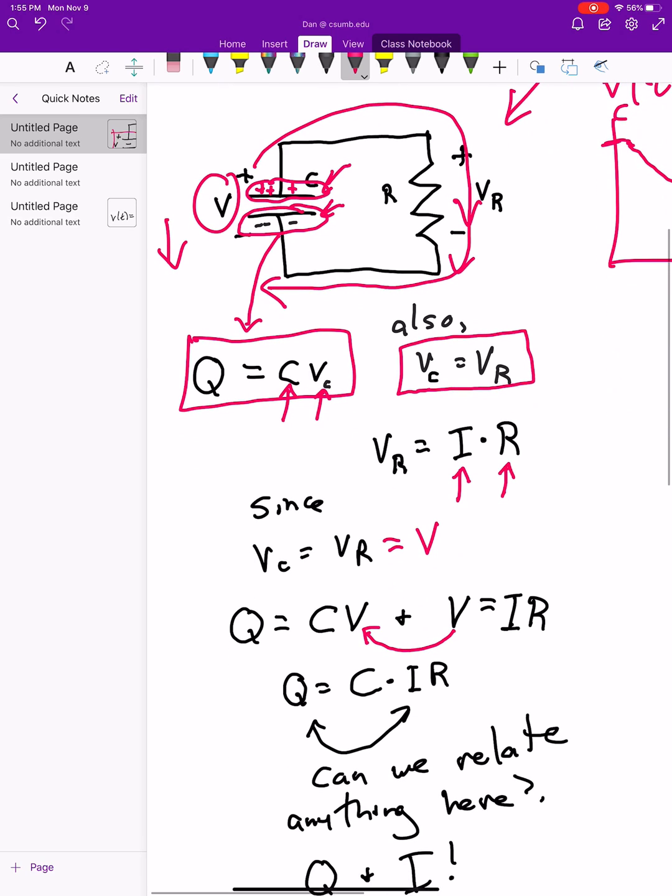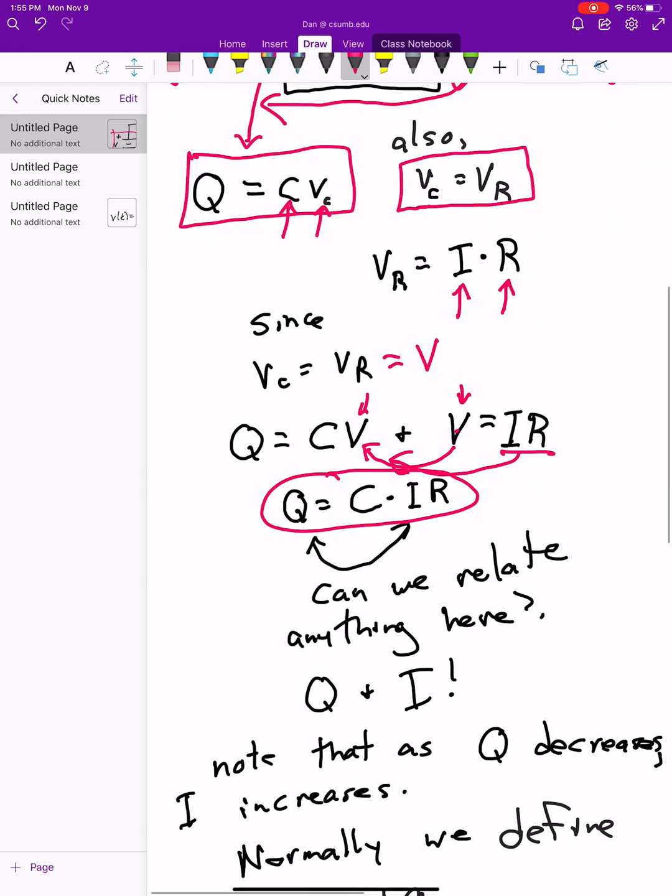Then I can take my two equations, and since they both have a V in them, I can substitute this V and its value into that equation. So the equation I'm working with here is that the charge across the capacitor is equal to the capacitance times I times R. Hopefully that makes sense, because this used to be a V. I just did a substitution.